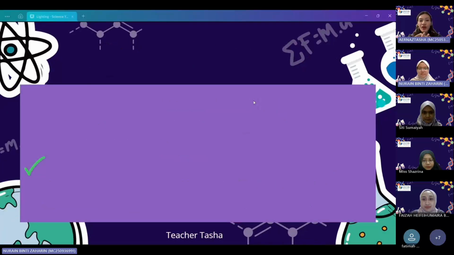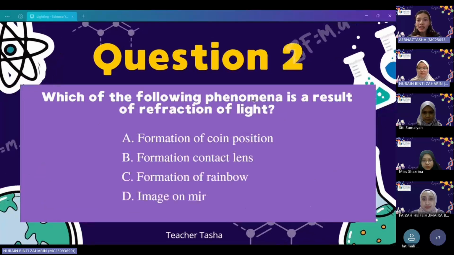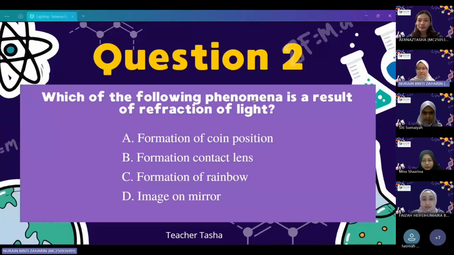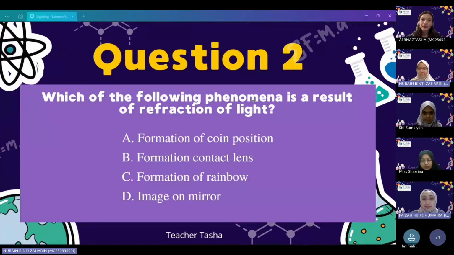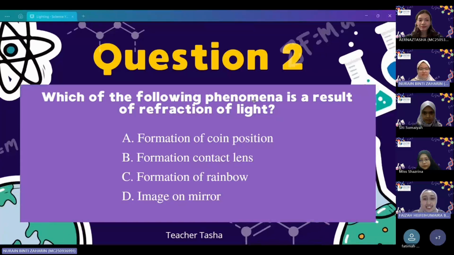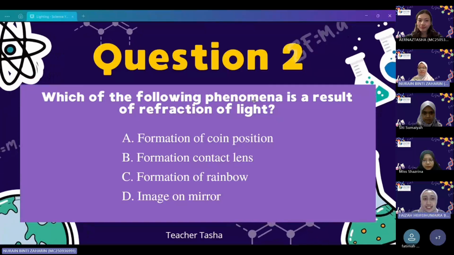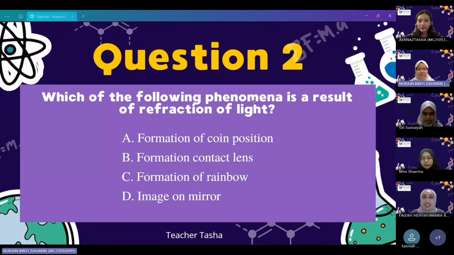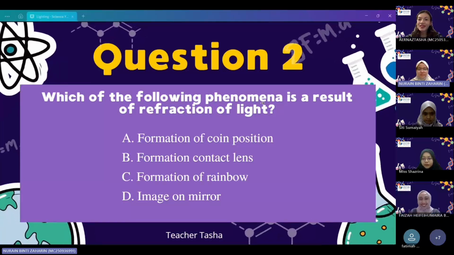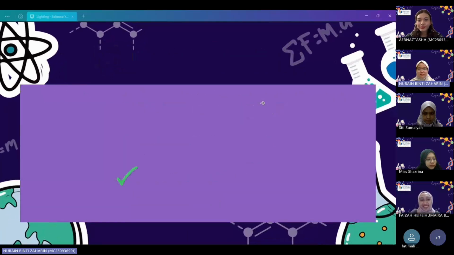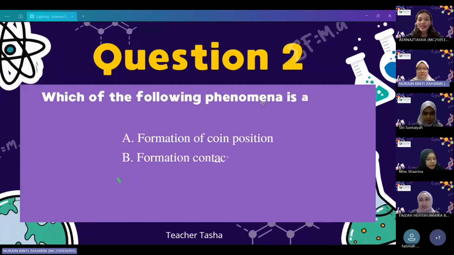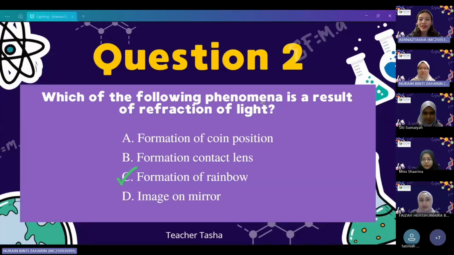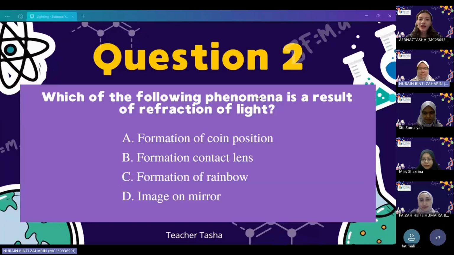Alright, which of the following phenomena is a result of refraction of light? I think the answer is also C, formation of rainbow. Is it correct, teacher? Alright, let's look at it. Yes, excellent. That is the right answer. Good job, Humaira. Lastly, Ain.